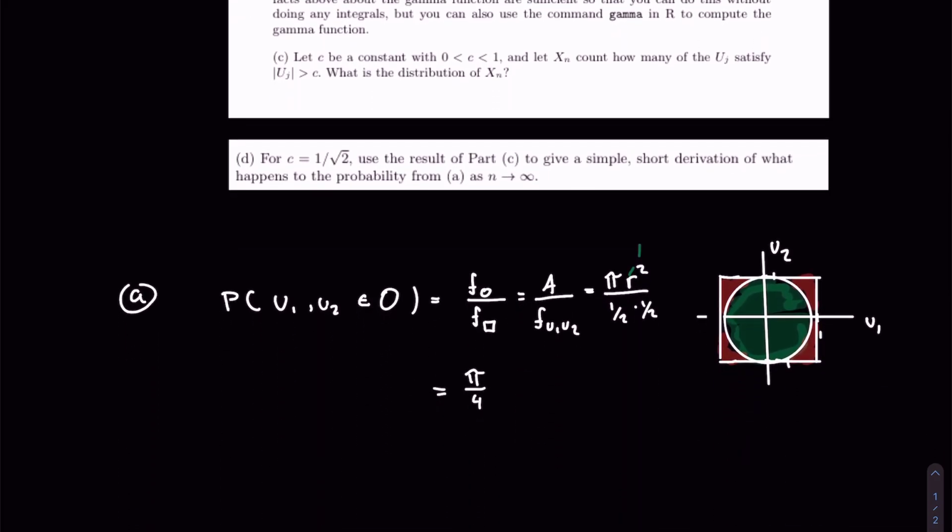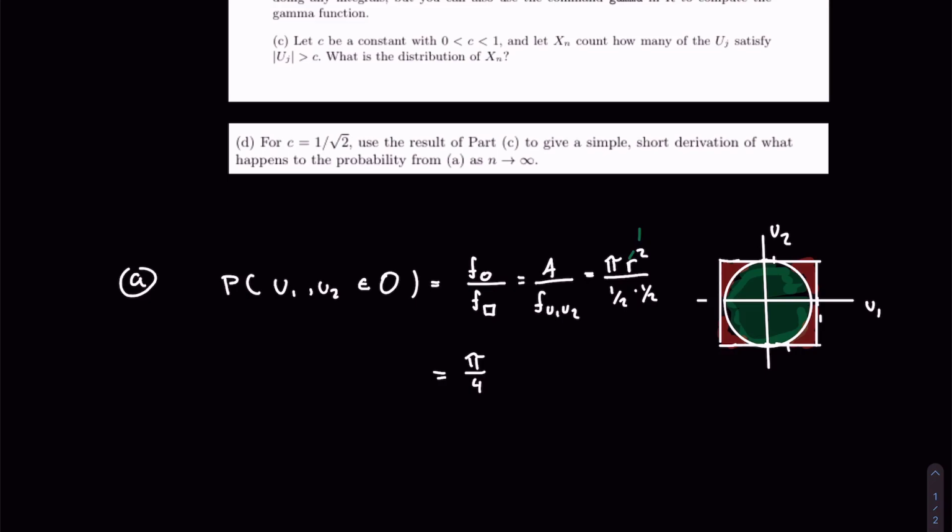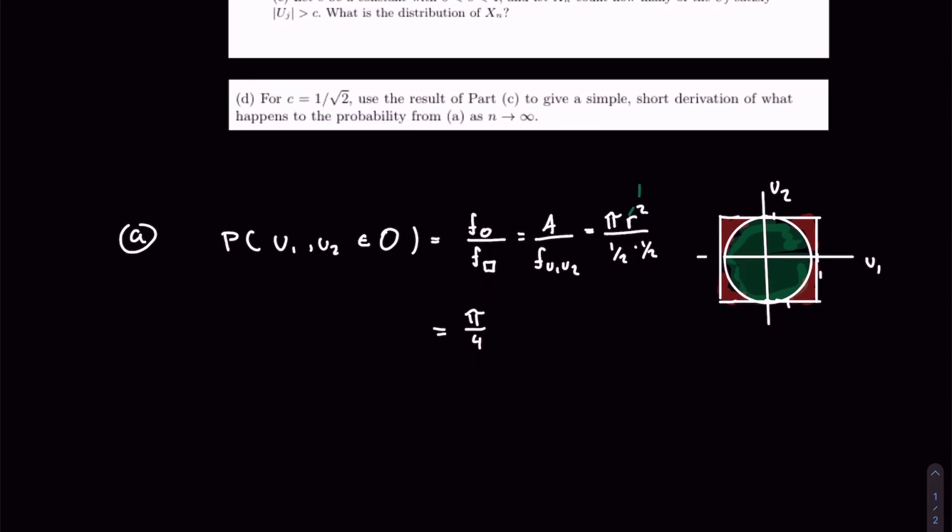So the general case: the probability that u1 up to un is in the circle is the same thing as Vn, the volume, divided by the square. If we look at the joint here, it doesn't matter how many n's we have. We can have n of them.